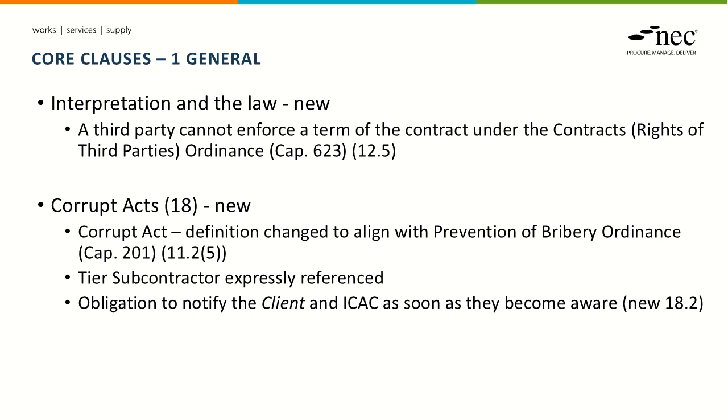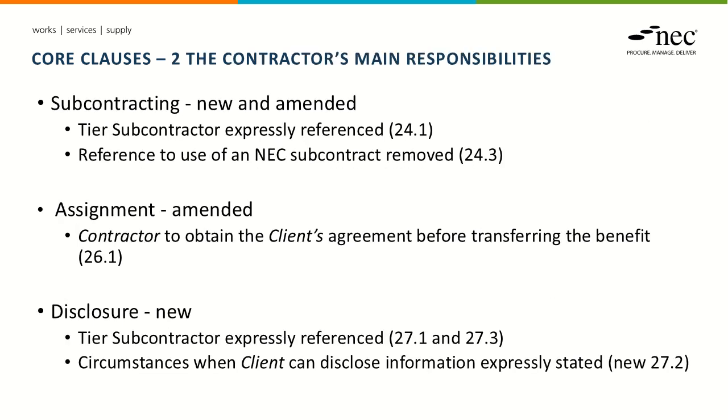So the definition or the scope of what a corrupt act is has been changed to align with the Prevention of Bribery Ordinance. Tier subcontractors have now been expressly referenced within Clause 18 provisions, and there are obligations with regard to notifying the client and the ICAC as soon as somebody becomes aware of a corrupt act occurring. The subcontract provisions now relate to all three first tiers of subcontracting.